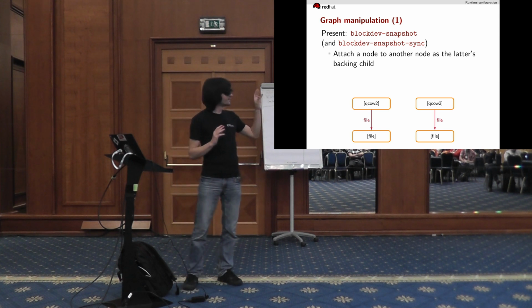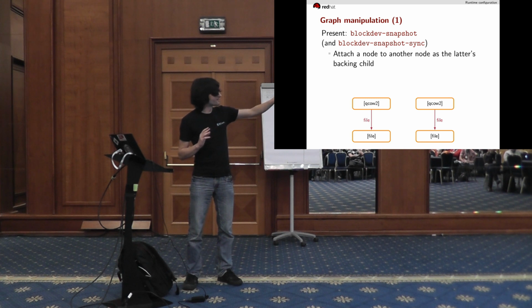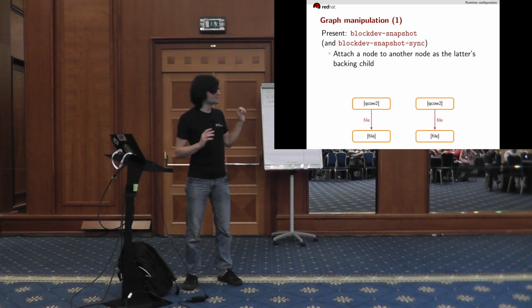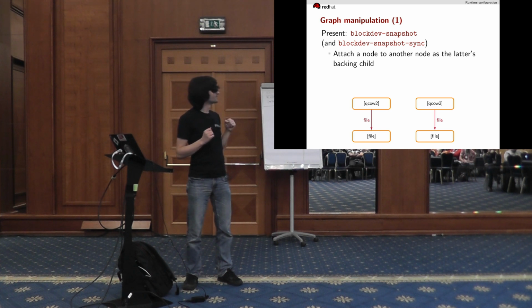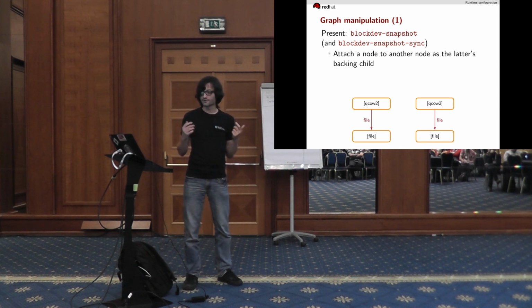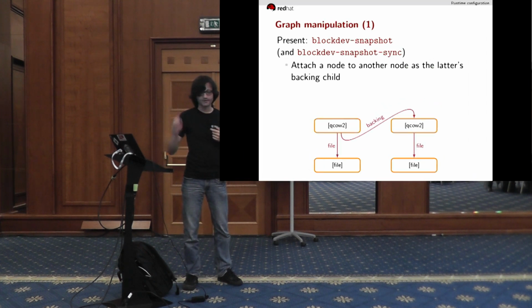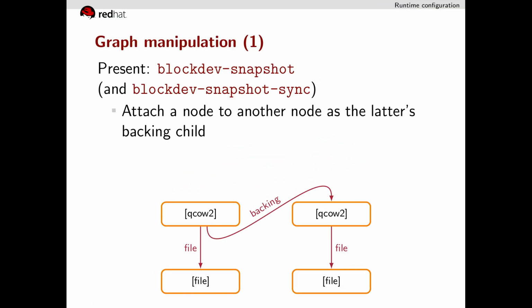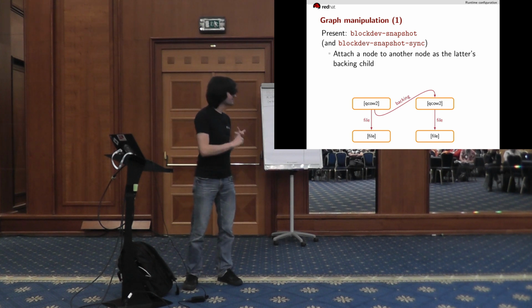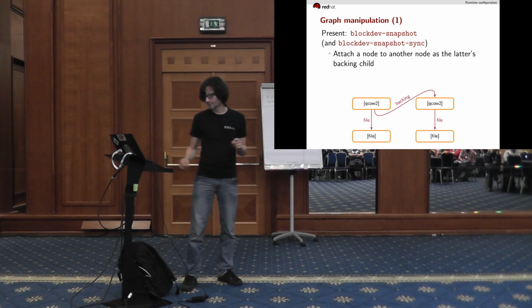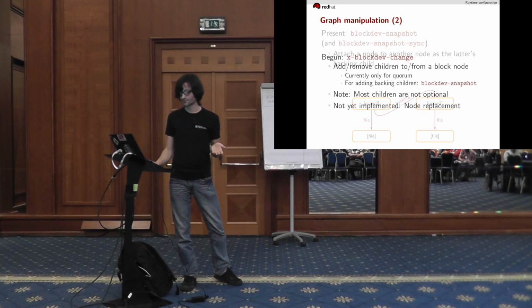And now you want to attach the right chain as the backing image of the left chain. So what you would need to do is attach the right qcow2 image as the backing child of the left qcow2 image. And you can do that just using blockdev-snapshot and create this connection, and that's it. So this is already one form of graph manipulation, but it's very limited. You can only use it to attach backing children. So we want to have something more flexible, of course.